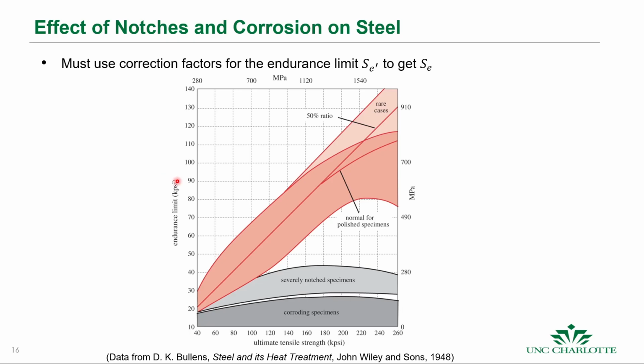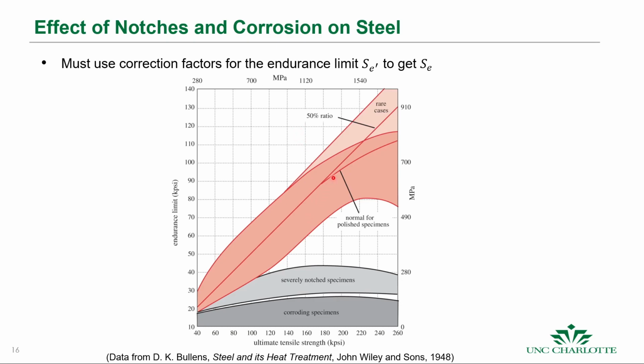And you can see if we have a polished specimen, we're in this area here. Okay, and you have a wide range of area as well. Okay, so these are how long the specimens lasted, and in these, according to this ultimate tensile strength, this was their endurance limit. And I think for this chart, they were run to some certain number of cycles, like 10 to the 8 or something like that.